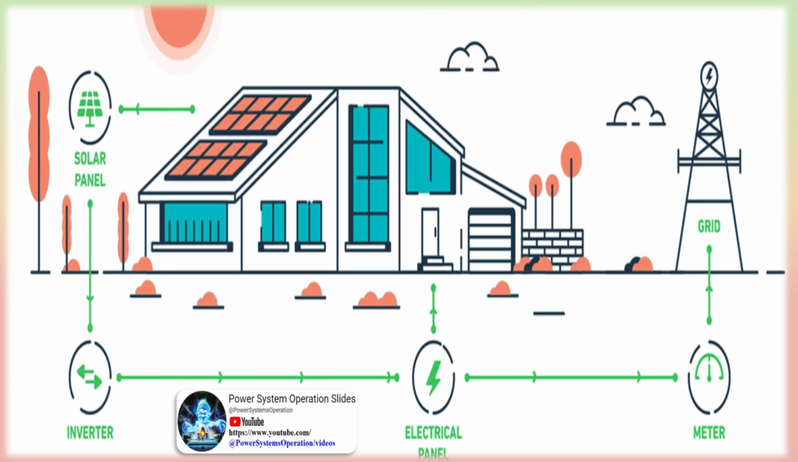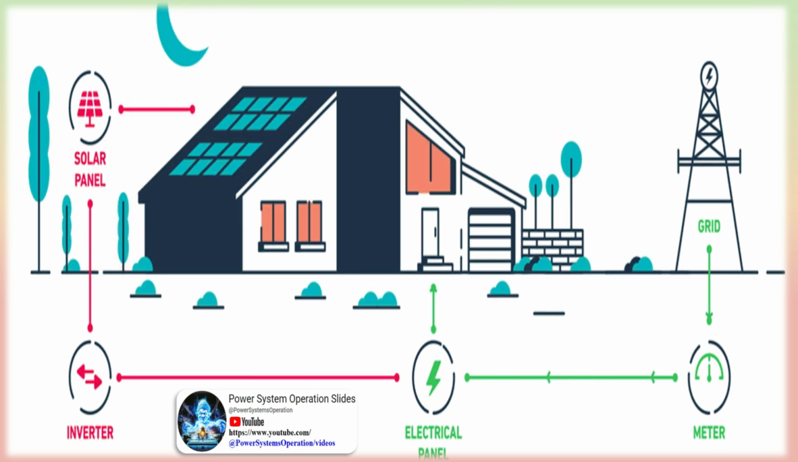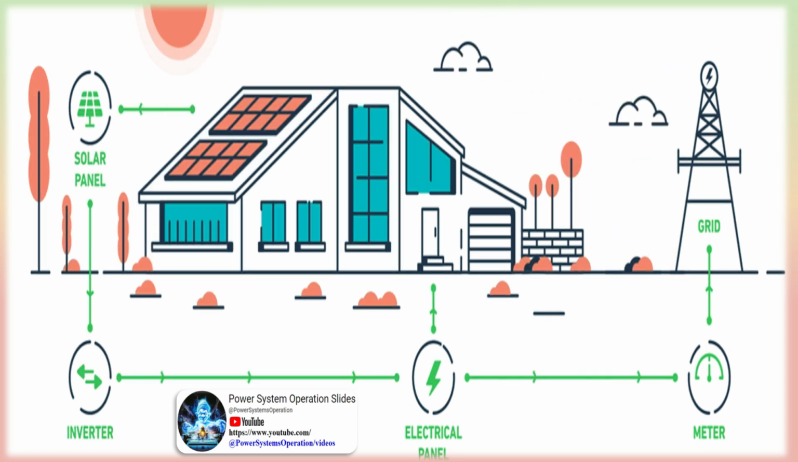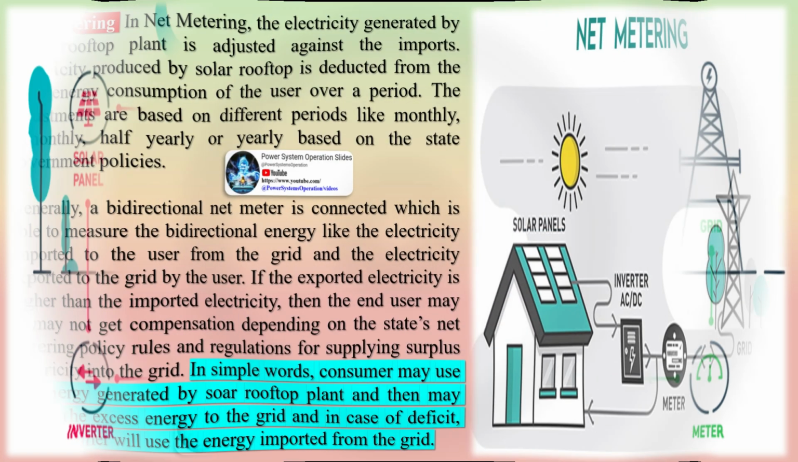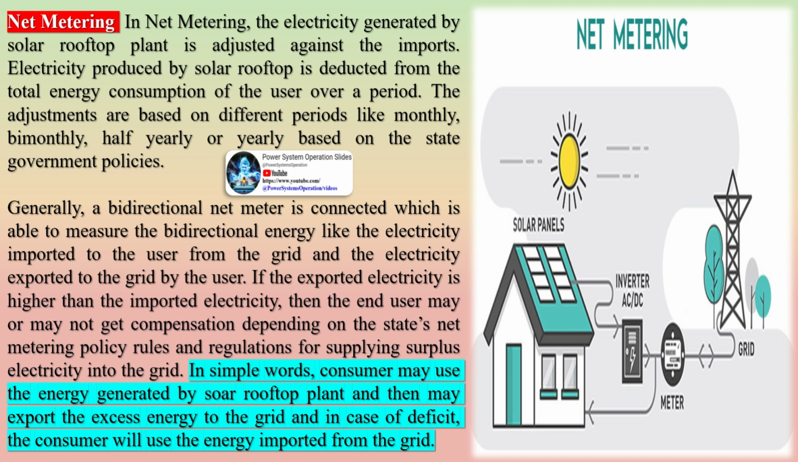In simple words, the consumer may use the energy generated by the solar rooftop plant and then may export the excess energy to the grid, and in case of deficit, the consumer will use the energy imported from the grid. Net metering is a system in which power exports are offset by imports, decreasing the electricity bill by deducting electricity generated from total electricity consumed over a set period of time. The adjustments might be made on a monthly, half-yearly, or annual basis.